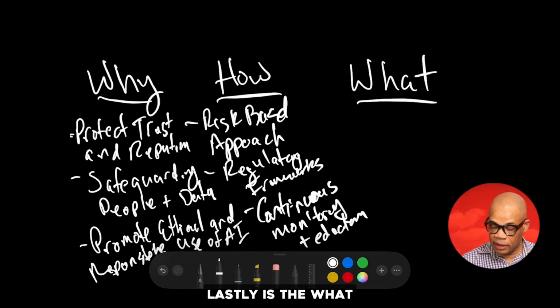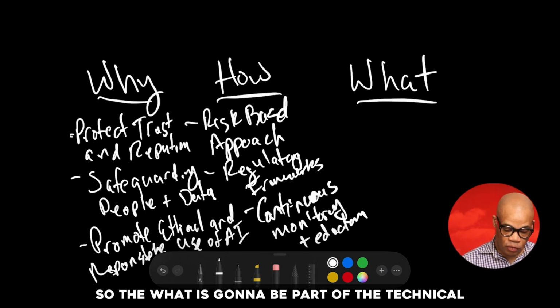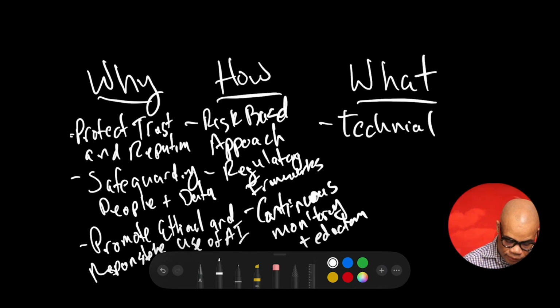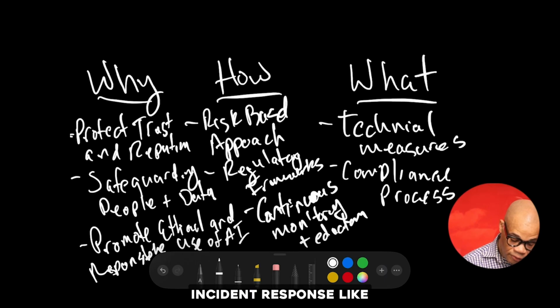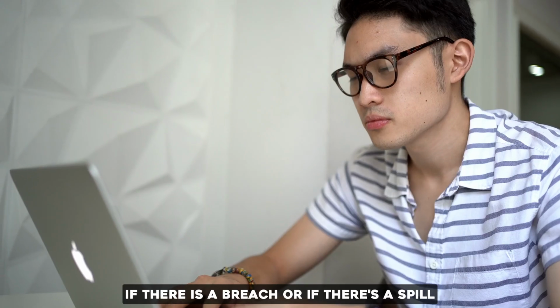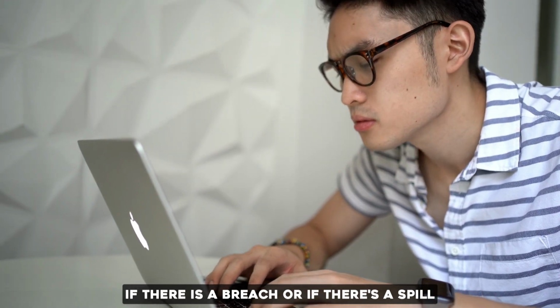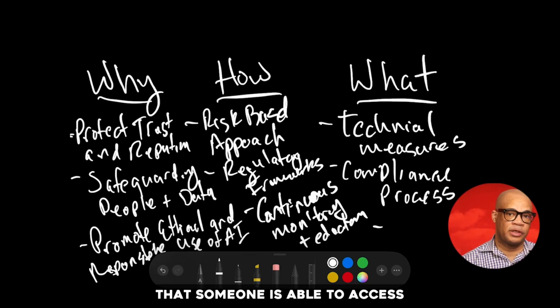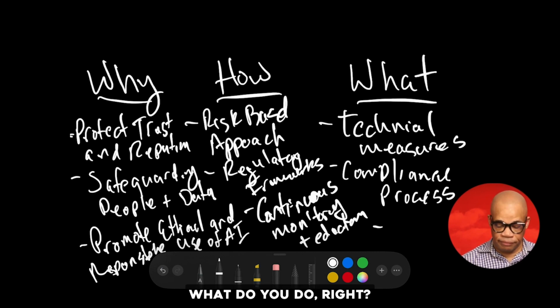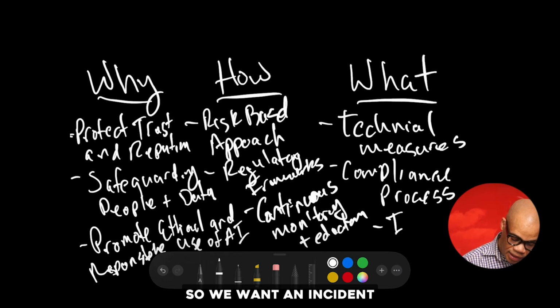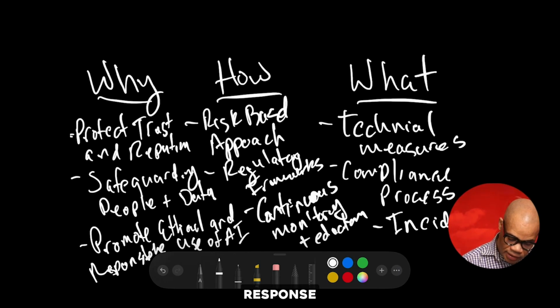Lastly is the what, right? So the what is going to be part of the technical measures, also compliance process, incident response, like what do you do if there is a breach or if there's a spill, you find out that someone is able to access HR information through AI. What do you do? Right? So we want an incident response and also recovery.